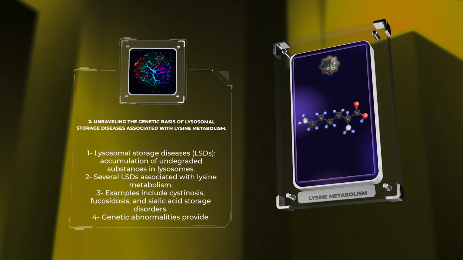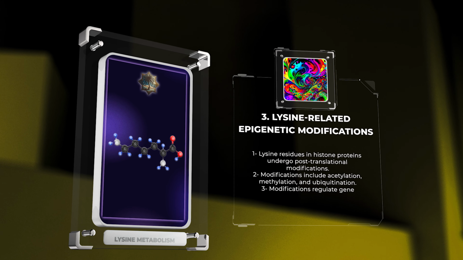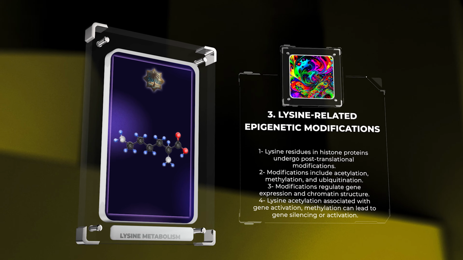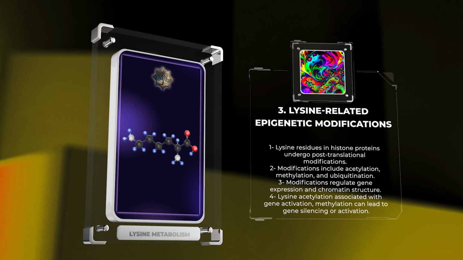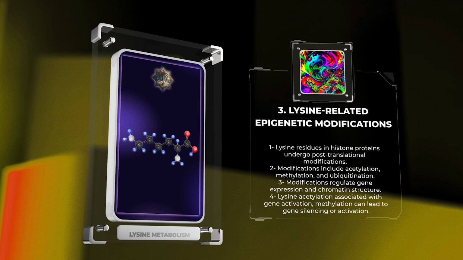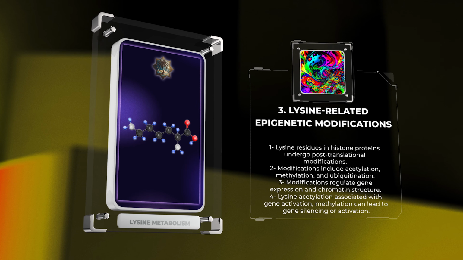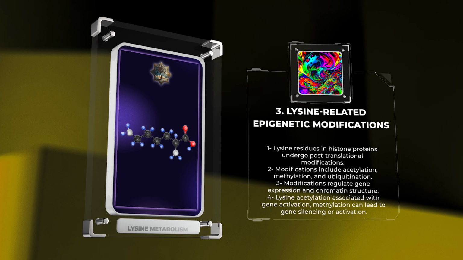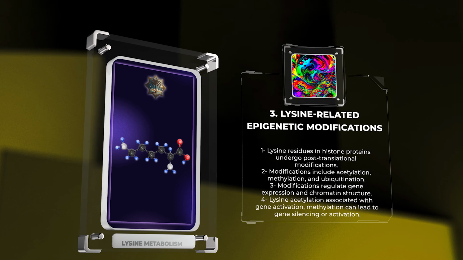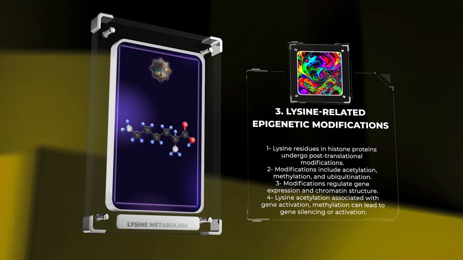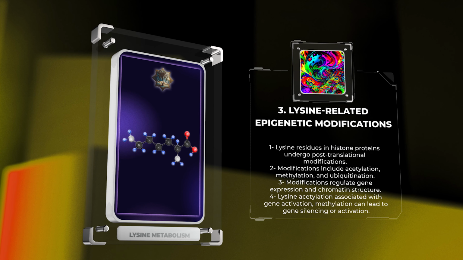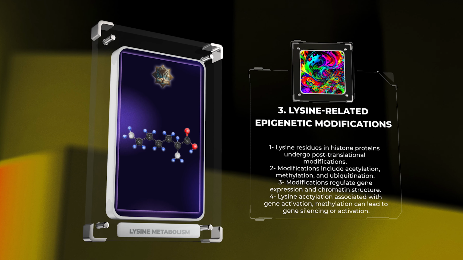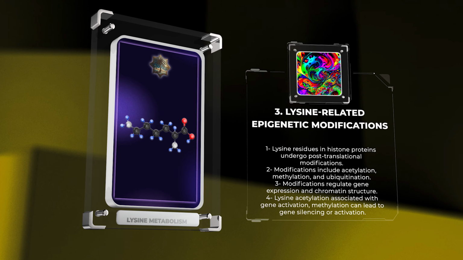in maintaining cellular homeostasis. Lysine residues in histone proteins can undergo various post-translational modifications, including acetylation, methylation, and ubiquitination. These modifications play a crucial role in regulating gene expression and chromatin structure. For example, lysine acetylation is associated with gene activation, whereas lysine methylation can lead to gene silencing or activation, depending on the specific lysine residue and degree of methylation. Understanding the role of lysine-related epigenetic modifications provides insights into epigenetic regulation and its impact on cellular processes.